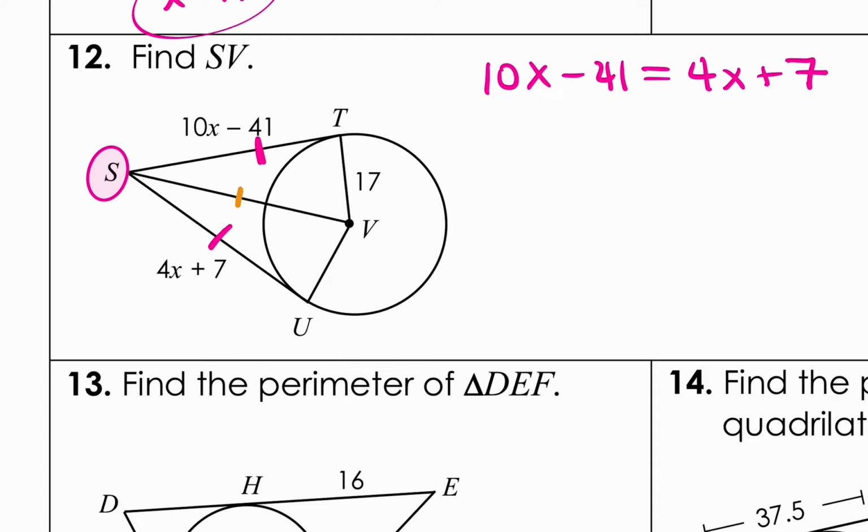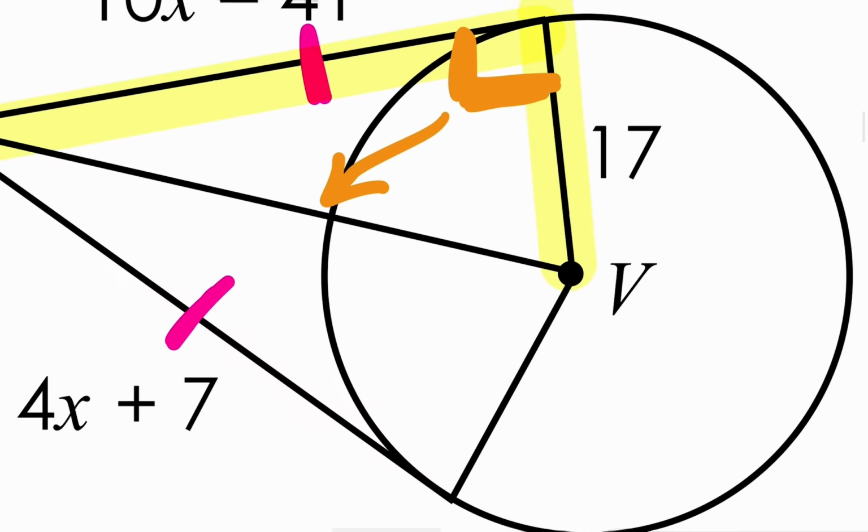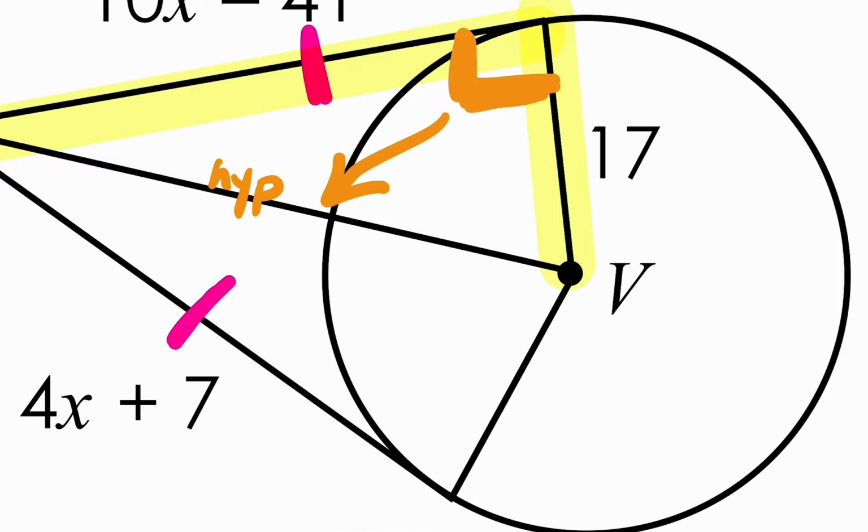And SV looks to be the hypotenuse, and that's because I see the radius here. And of course, the radius and the tangent line, as we learned earlier, would create a 90-degree angle. So this is definitely the hypotenuse that we're supposed to be looking for here. I didn't mean to make that line because I'm not trying to say that they're congruent. I'm just literally saying that this is the hypotenuse.